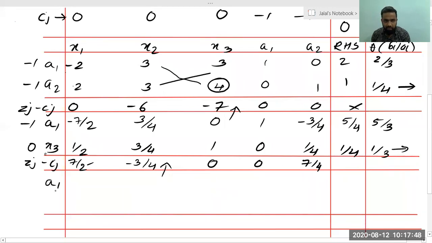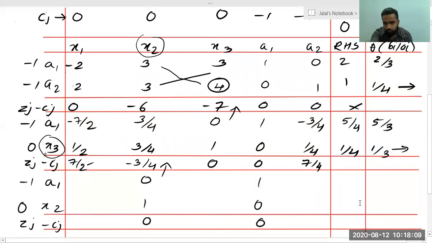So a1 will be as it is. Instead of x3, what will enter is x2 will enter, right? x2 will enter the solution. x2 ka value is 0. This is minus 1. Zj minus cj. Okay. Now x2 will be 0, 1, 0. A1 will be 1, 0, 0. Okay.